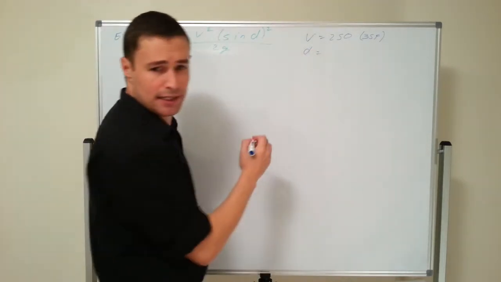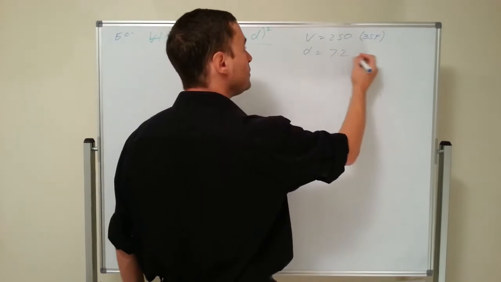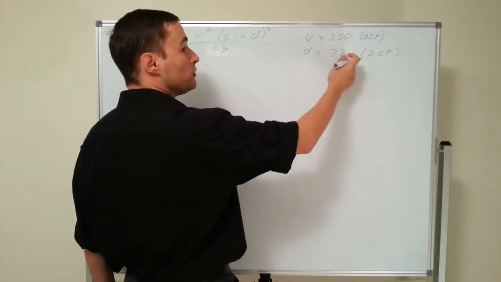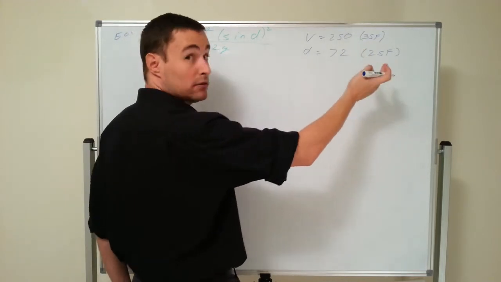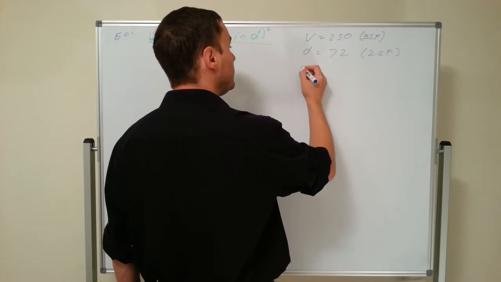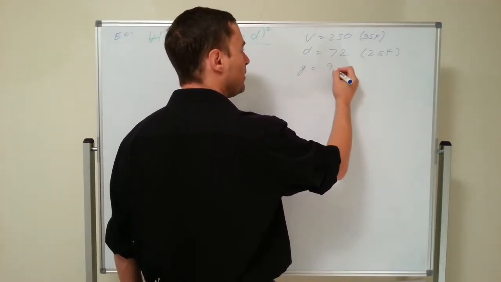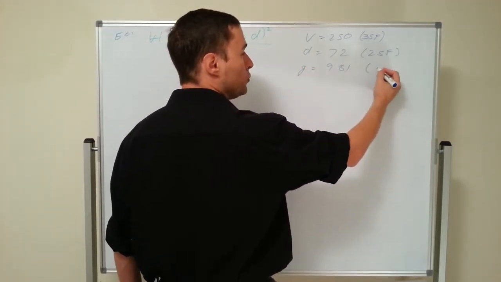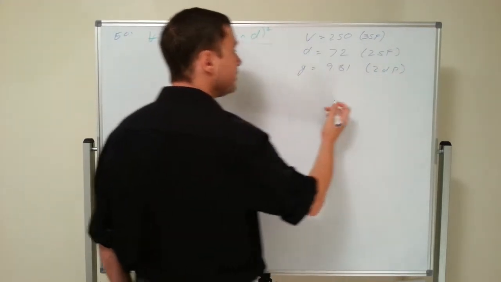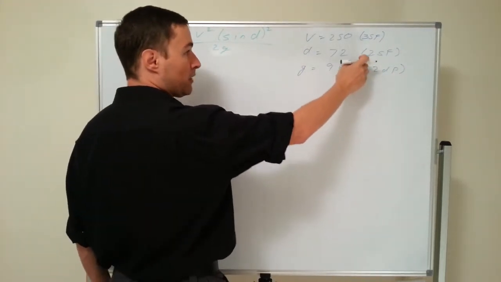D is 72 to 2 significant figures. All right, 7, 2, so I looked at the 0 to round it. Okay, and g is 9.81, gravity to 2 decimal places, right? So that means I looked at my 3rd decimal place.